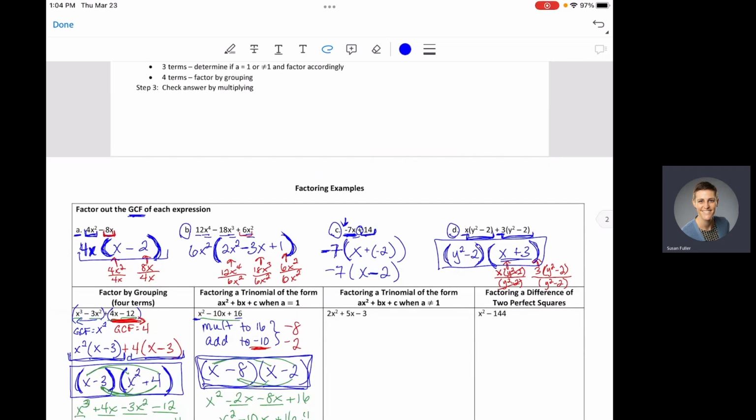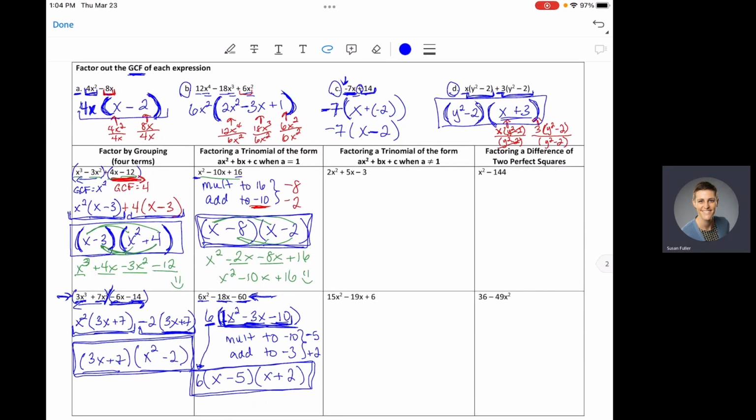So let's try this. We have an example here, 2x squared plus 5x minus 3. We've got three pieces, 1, 2, 3. First line of defense is, can I factor out a greatest common factor?